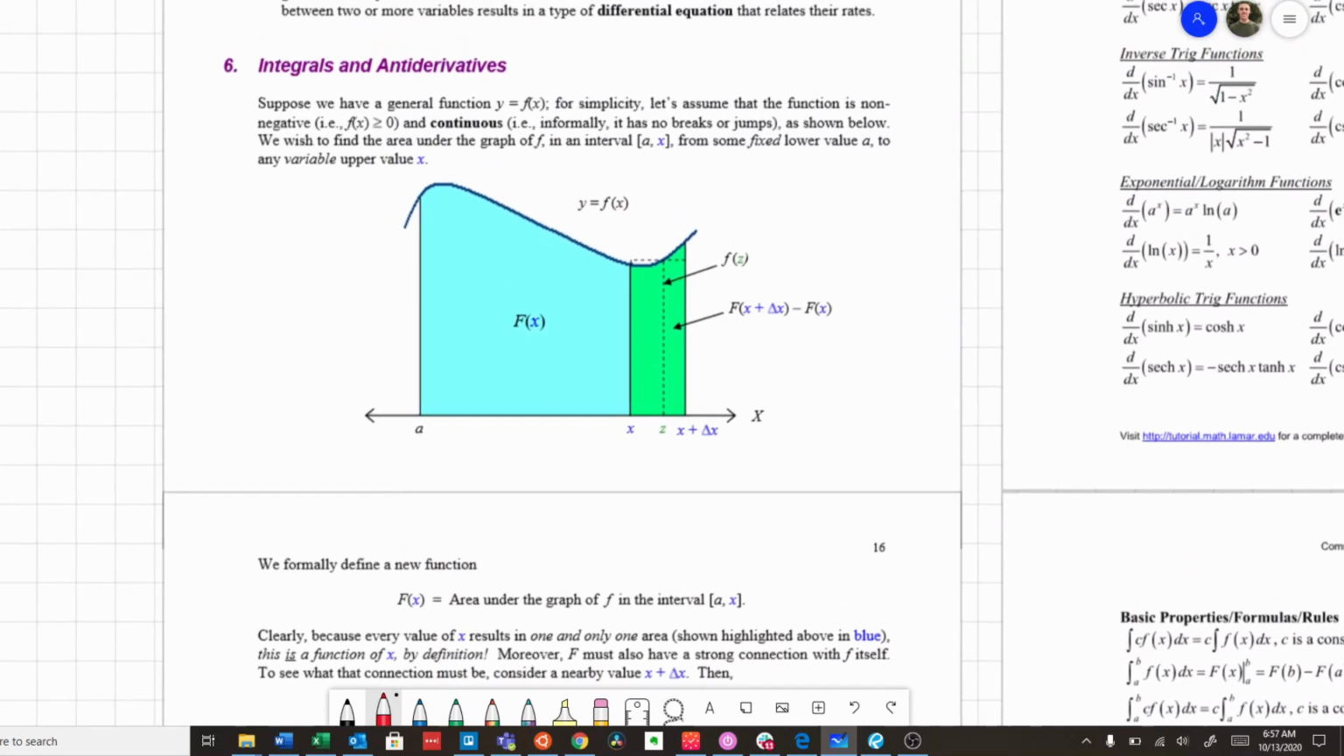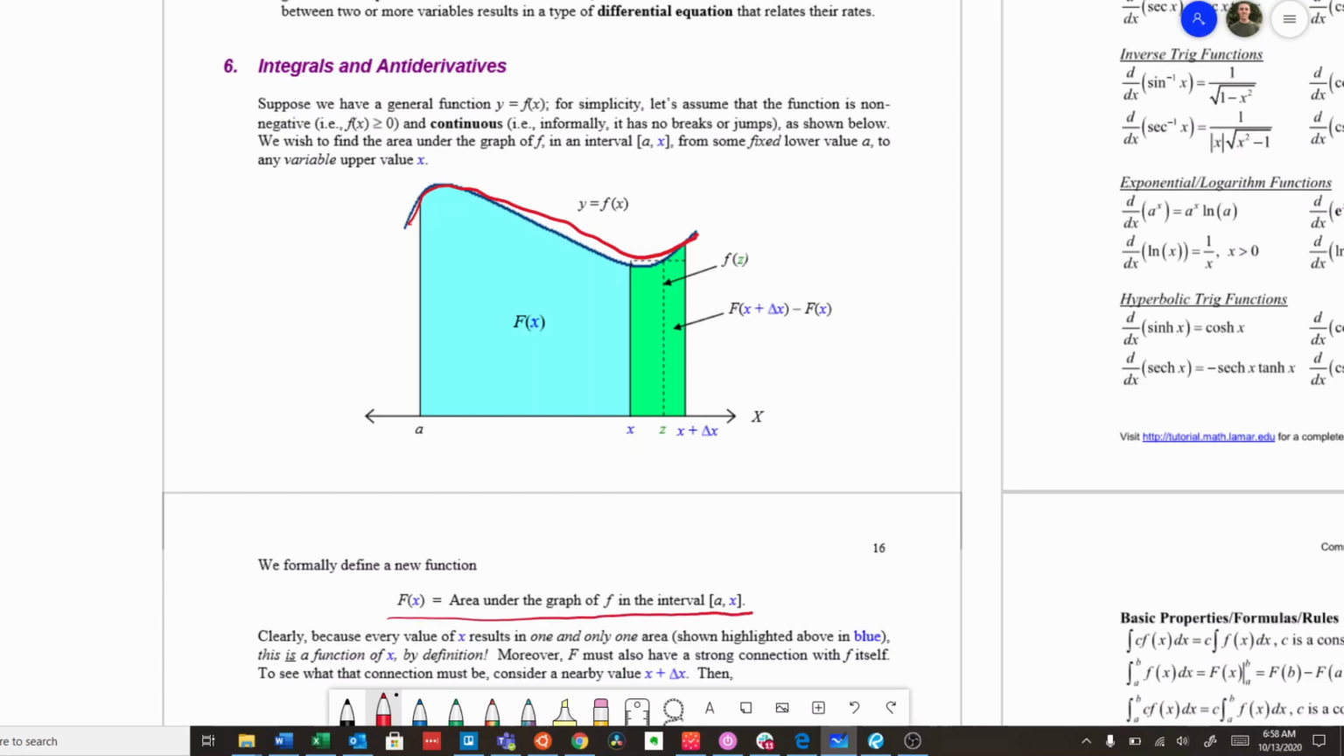So let's talk a bit about why it would make sense that the area and the antiderivative would be the same thing. So let's say that you have some function, little f of x, and it's this curve here, right? And you want to find the area underneath that curve. And so you're going to call the area underneath that curve in this interval, starting from some constant value a up to some variable x, to be this capital F of x. So capital F is the area under the graph of little f in this particular interval.